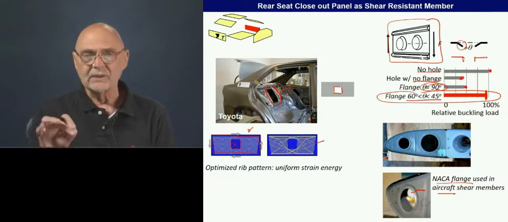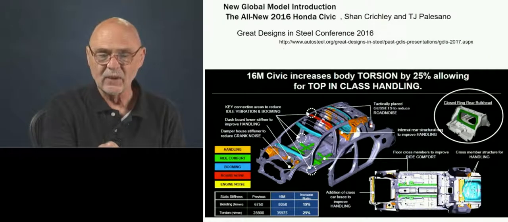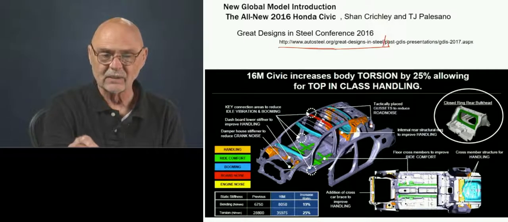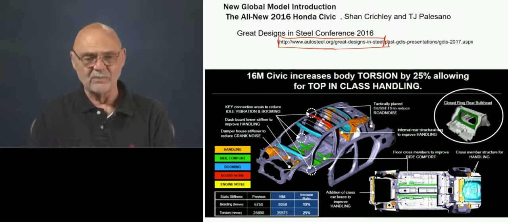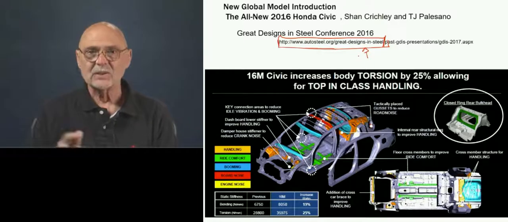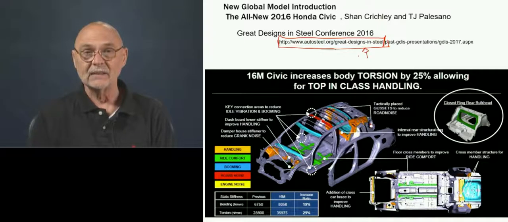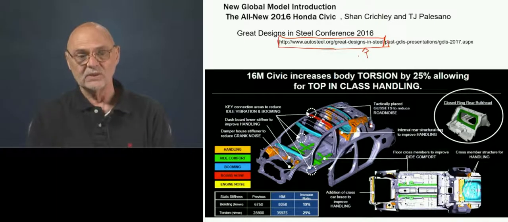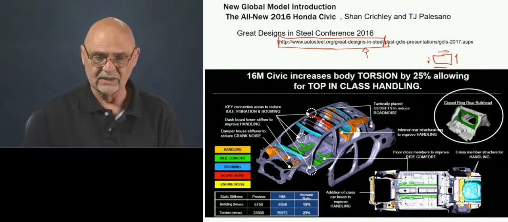Okay. Now, there's a conference every year. It's called the Great Designs in Steel Conference. I would recommend you go to that website. I think the website that will take you to the homepage is this one. And they're basically OEMs that give presentations about their newest vehicles. And right on this site, I think you can download directly without having to sign up for anything. So I'd like to go through just a few of these because you'll see the relationship between this idea of looking at the most flexible of the shear resistant members in the structure, and then how you would increase the shear rigidity as we've been considering here.